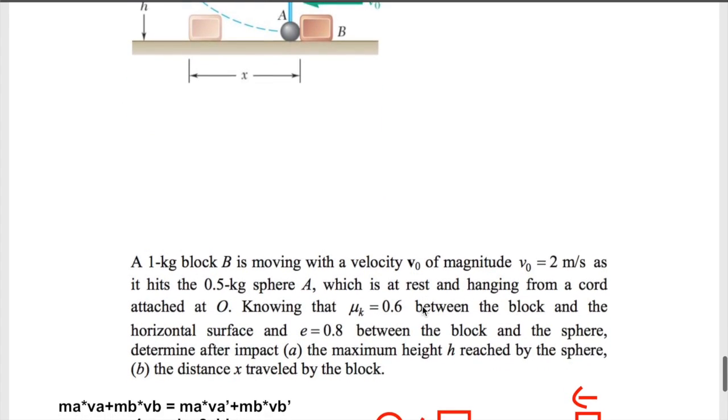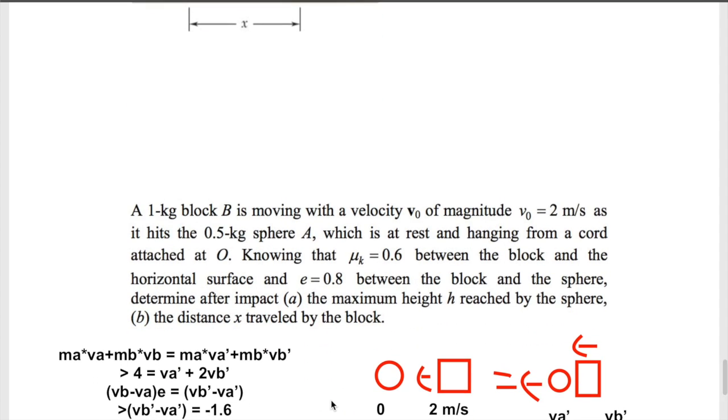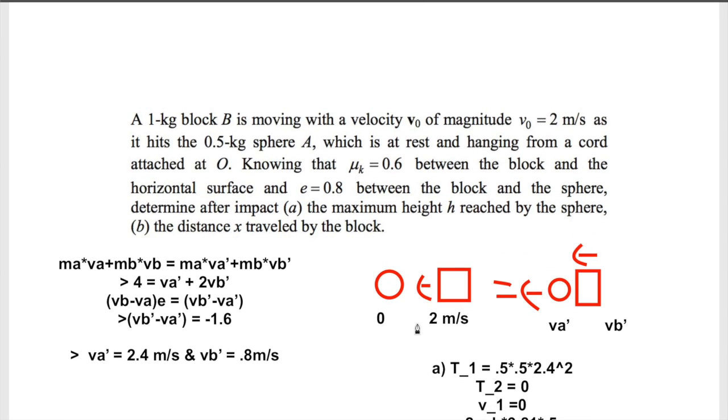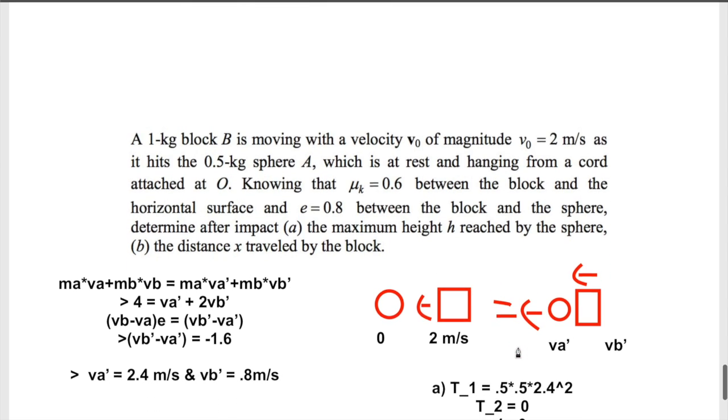For this last problem, we're given a block with an initial velocity of 2 that hits the sphere, a friction coefficient, and then a value for E. We're asked in part A to find the maximum height h reached by the sphere. We start with a quick diagram. The sphere starts from rest, and the block has an initial velocity of 2 meters per second. After they hit, we get our VA after hit and VB after hit.